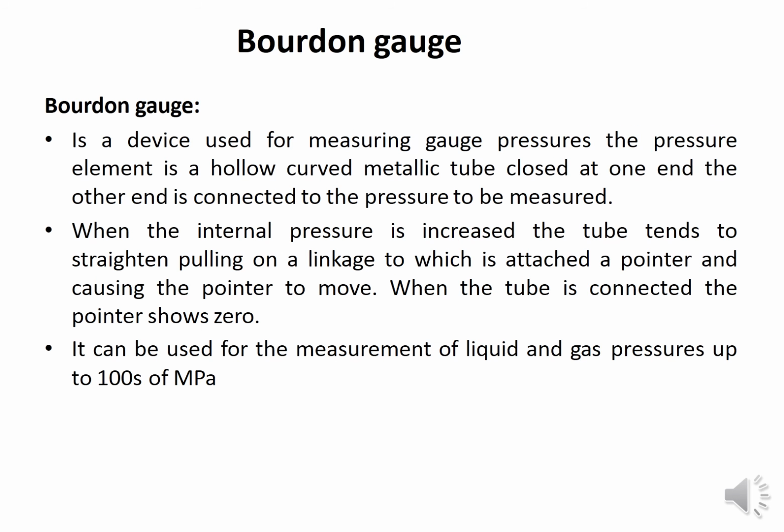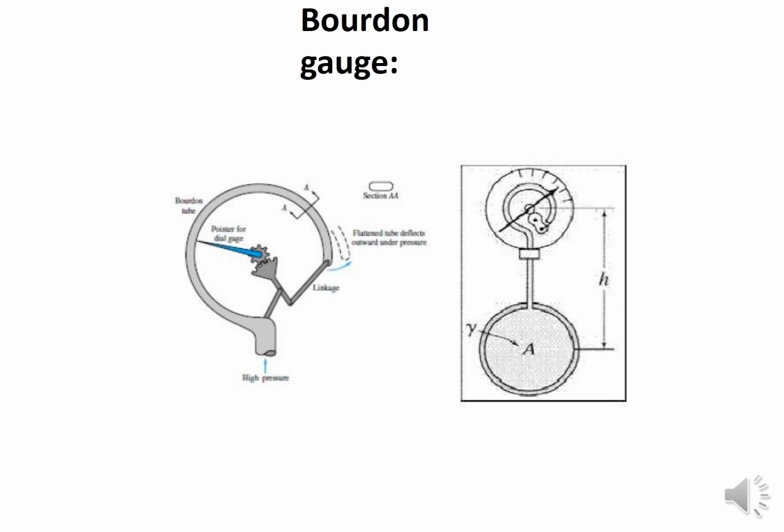This is regarding Bourdon's tube for measuring pressure: a hollow curved metallic tube closed at one end, with the other end connected to the pressure to be measured. It can be used to measure pressure up to 100 megapascals. So this is the figure; again, a different figure is shown here.